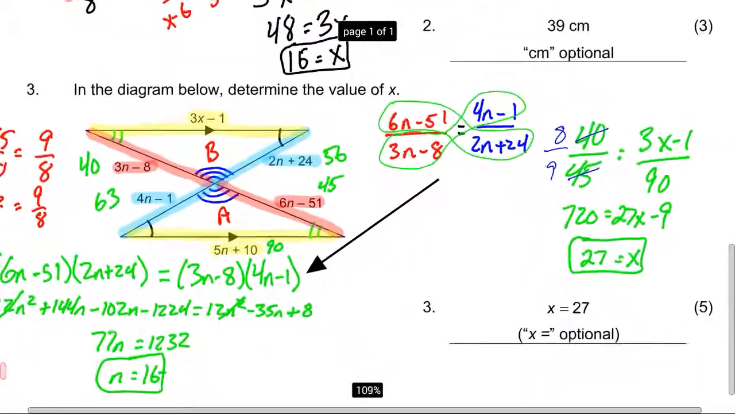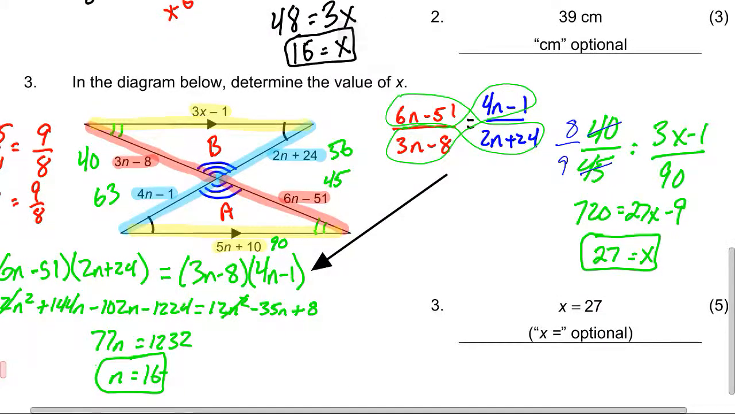Alright, let's look at this last one here. In the diagram, determine the value of x. Okay, so the first thing I saw were parallel lines. When I see parallel lines, I know we're going to get some congruent angles. Because if I have two parallel lines cut by a transversal, then alternate interior angles must be congruent. And if I have two parallel lines cut by this other transversal, alternate interior angles must be congruent. That's why those two are the same.